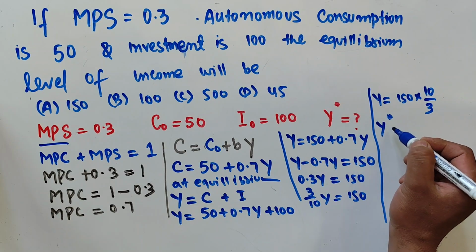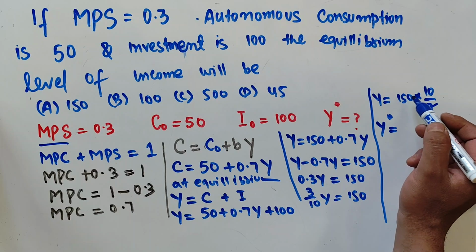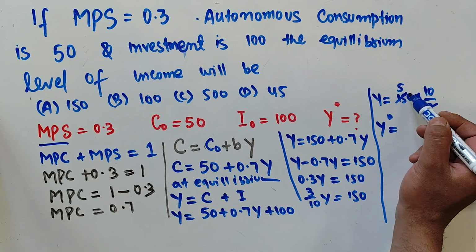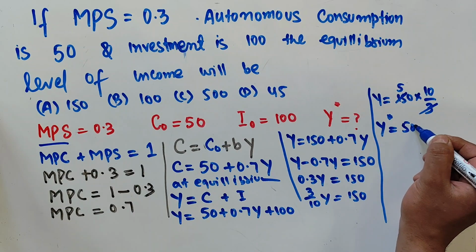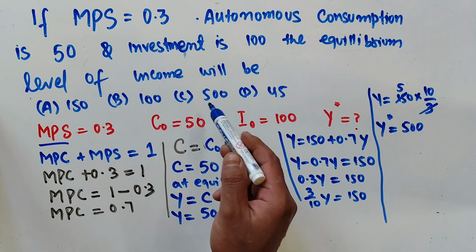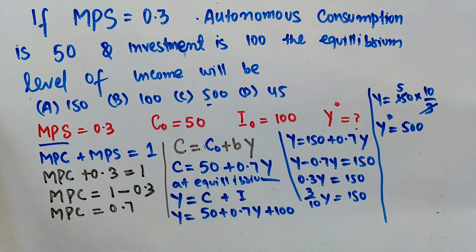So equilibrium level of income will be equal to 3 ones are 3, 5 threes are 15. So 50 into 10 is 500. Okay, so the correct option should be C option here. I hope I made myself clear in this video. Thank you.